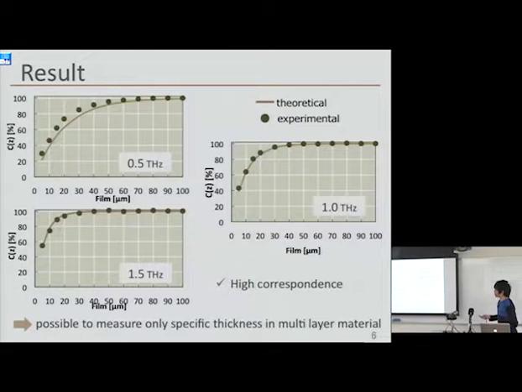For example, if I want to measure the 40 micrometer thickness material, at 0.5 terahertz the contribution rate is about 19%. So the other 10% contains other information from beyond 40 micrometers. At 1.0 terahertz, the contribution rate is almost 100%. So at 1.0 terahertz, we can measure only the 40 micrometer thickness material.